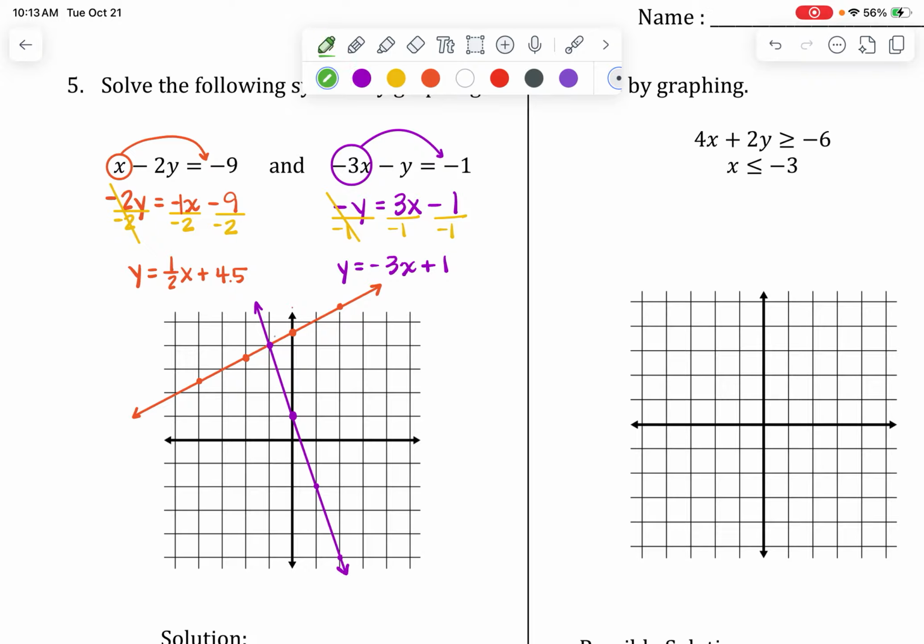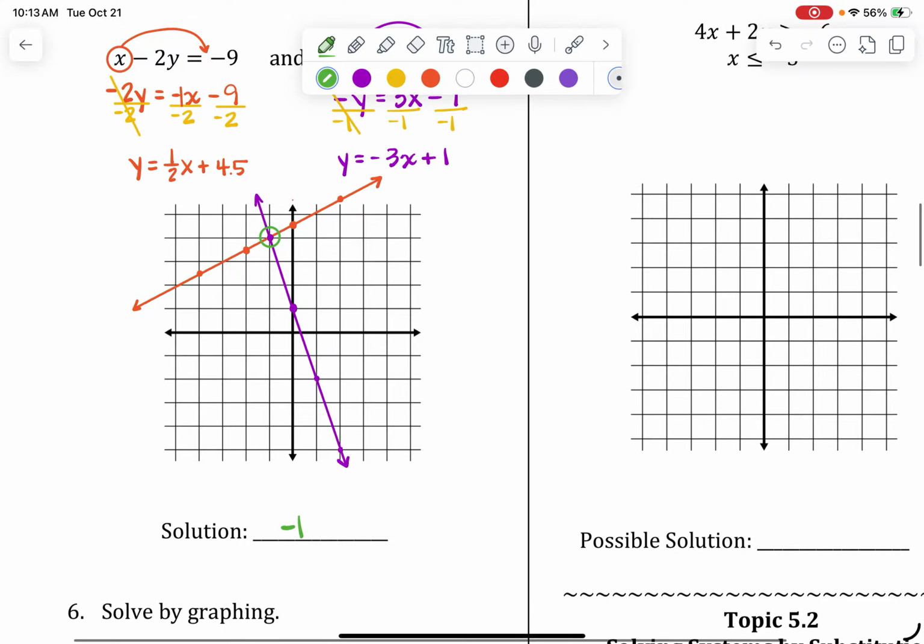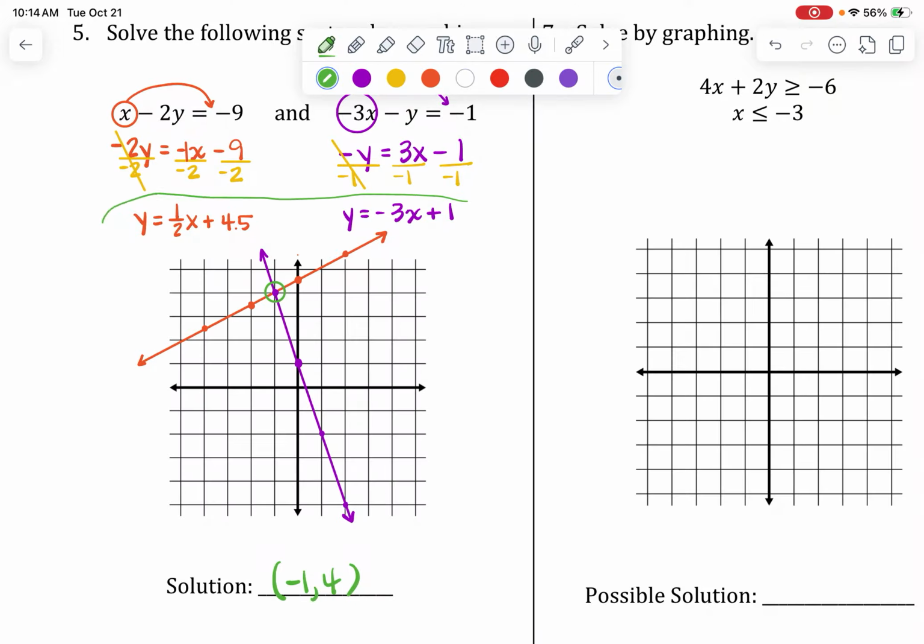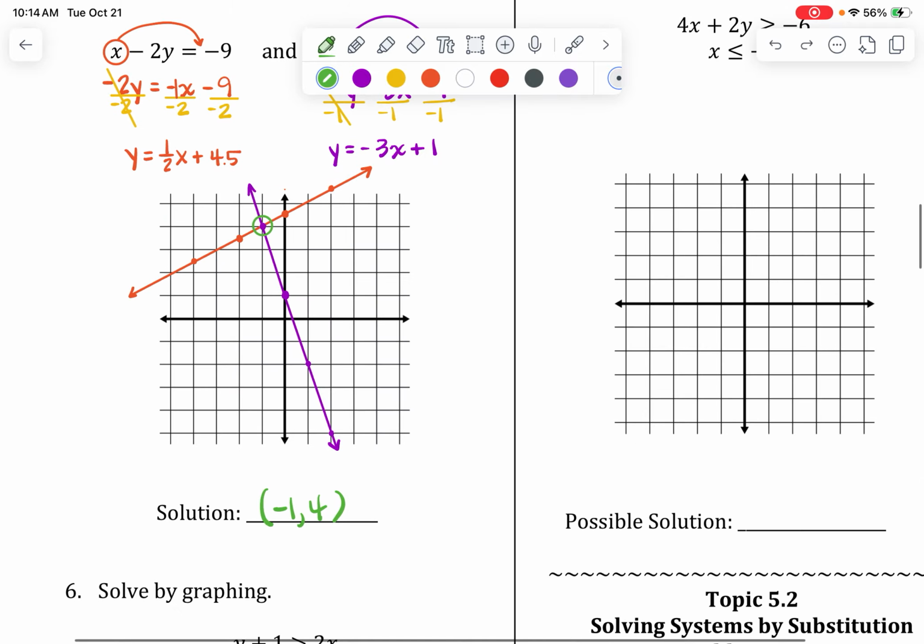And so our solution is going to be this exact point that they have in common, which it looks like is -1, 4. Again, you can use Desmos to check your answer. However, you are banking on the fact that you have put them in y equals mx plus b form correctly, right? If you made a mistake going from standard to y equals mx plus b, then Desmos isn't going to help you, right?